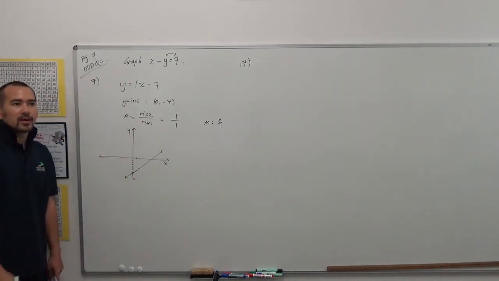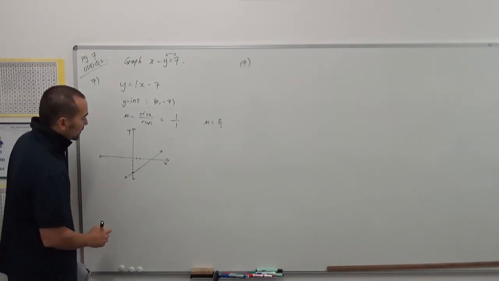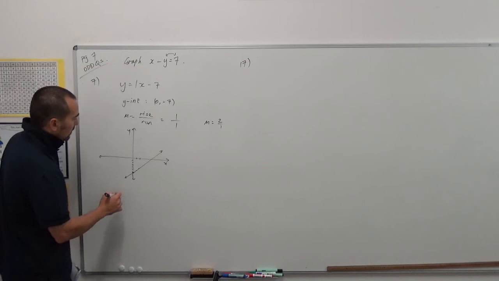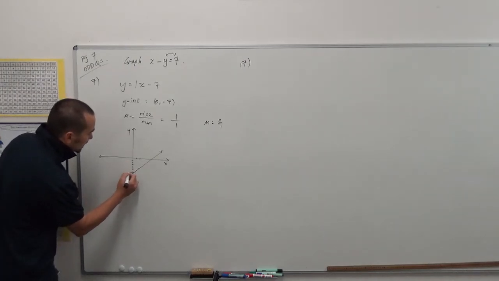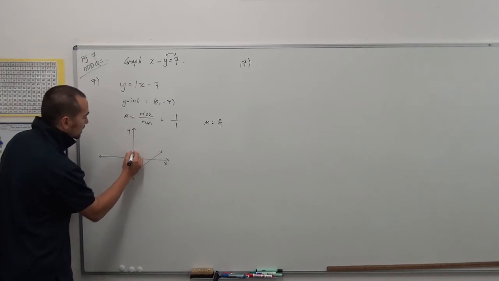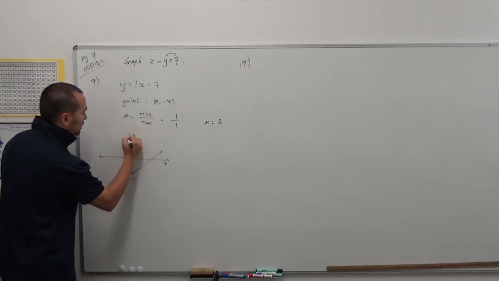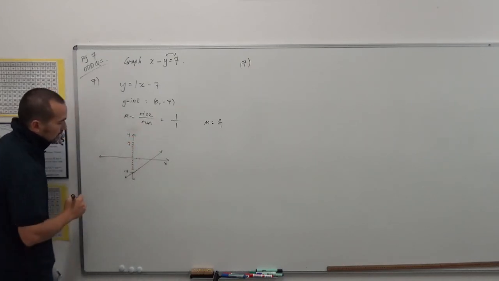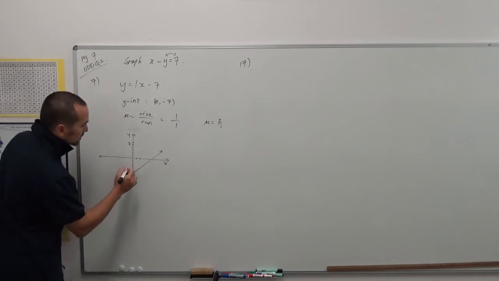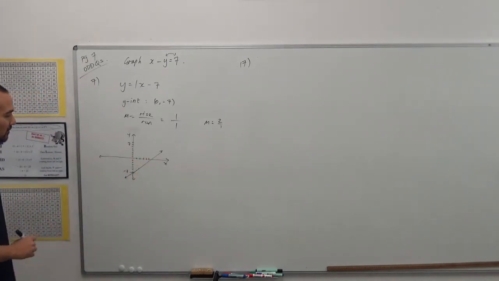Okay, now I need a scale. So let's say that over here I could say that I'm going down in 7s. That means my y-axis needs to go up in 7s as well. I don't need all of that. And what about my x-axis? I could go up in 5s.